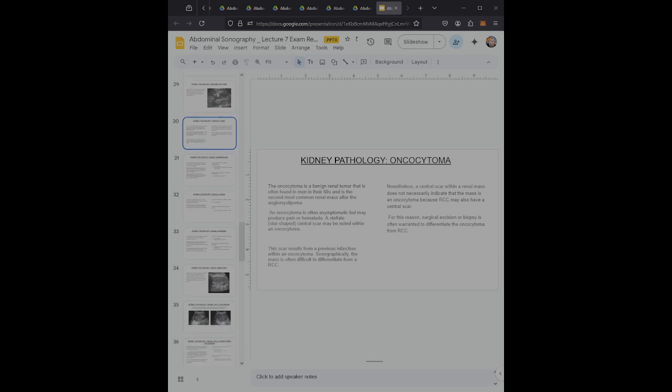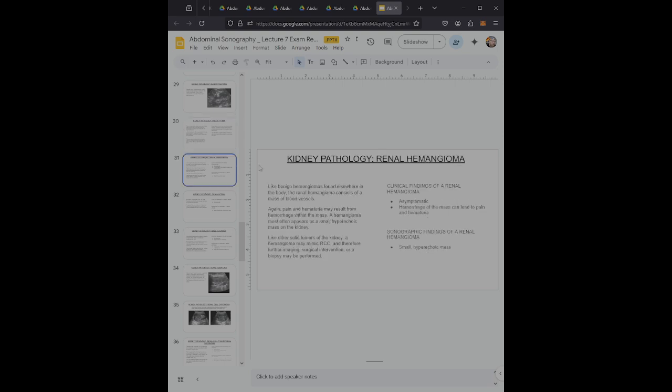Oncocytomas are benign renal cell tumors, often found in men in their 60s, and it is the second most common renal mass after the angiomyolipoma. Sonographically, we see isoechoic or hypoechoic masses, and they may contain central scars.